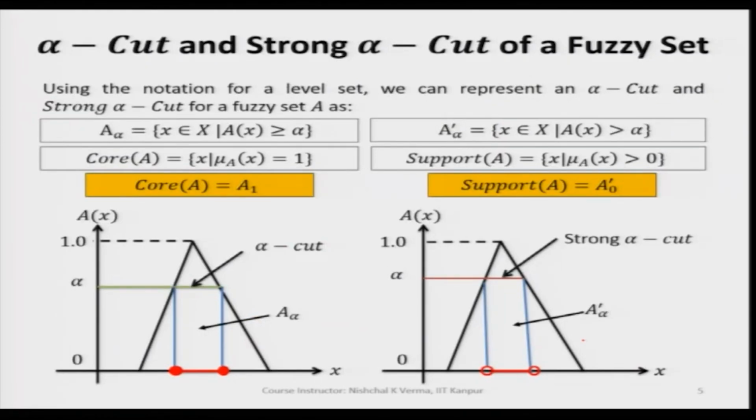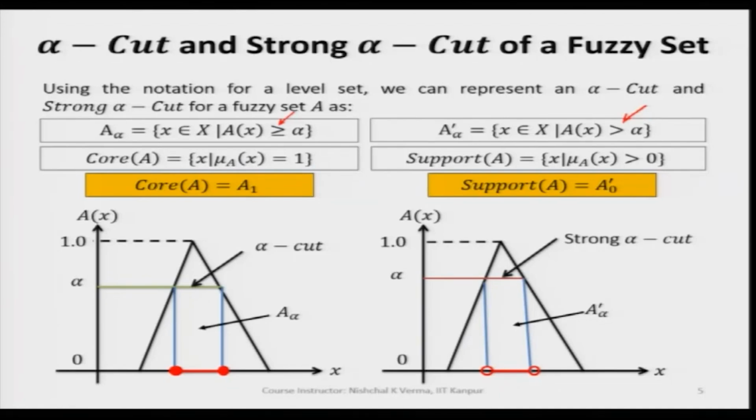Here also we see the clear difference between alpha cut and strong alpha cut. So, we see how it is defined: in alpha cut the equality sign is there, greater than or equal to, but in strong alpha cut only the greater than sign is there. So, this way we understand this very clearly.